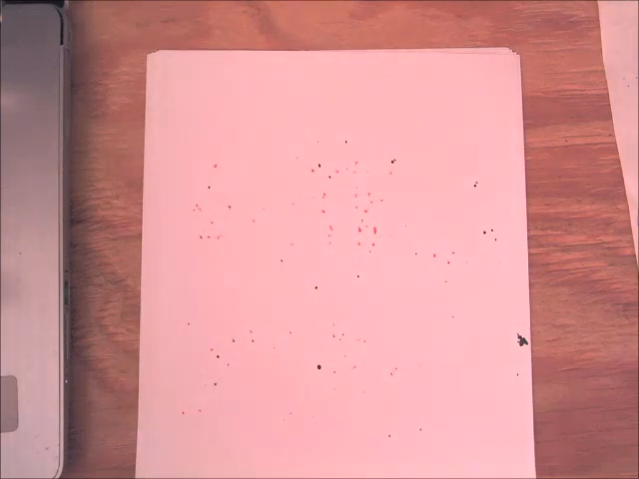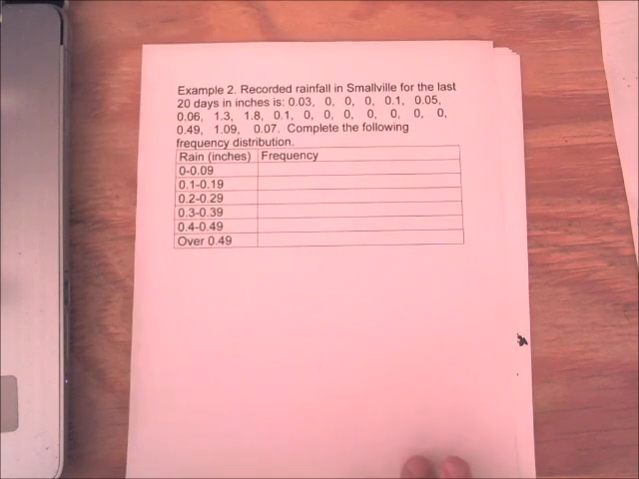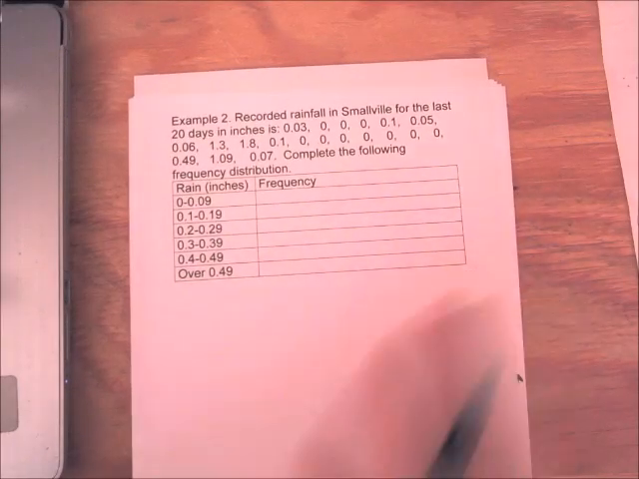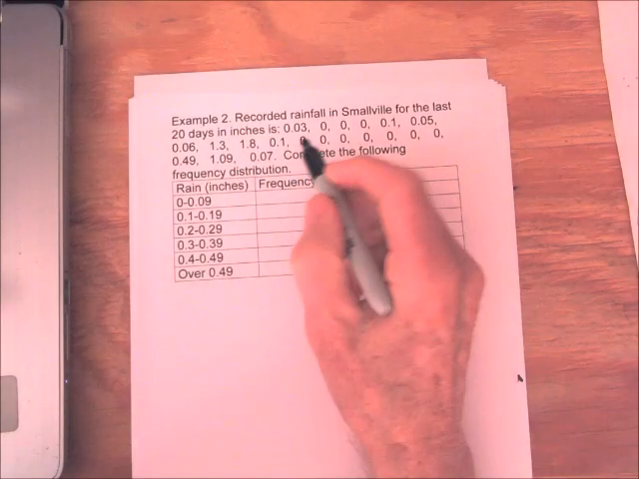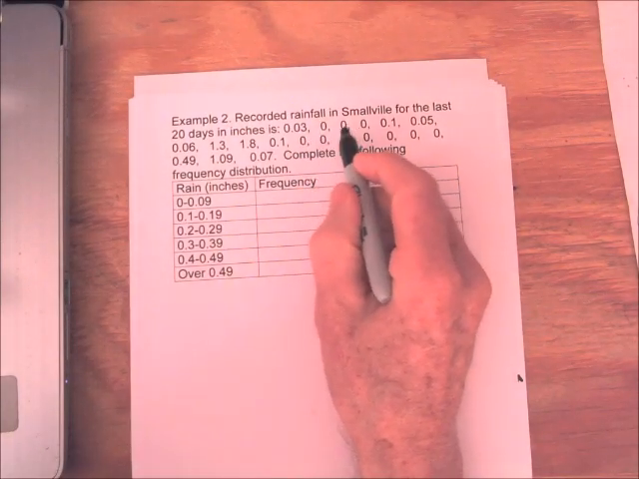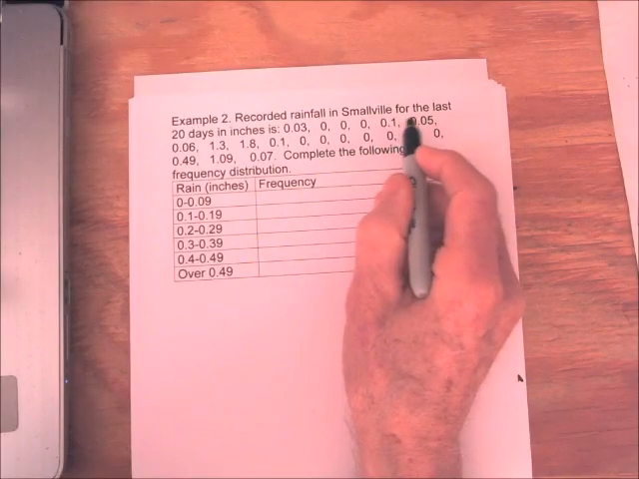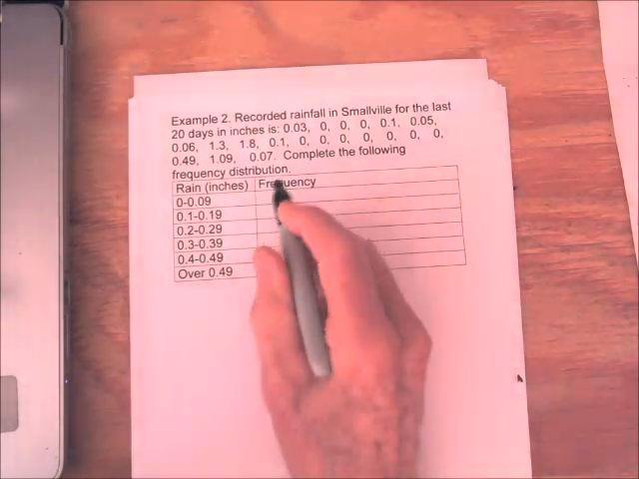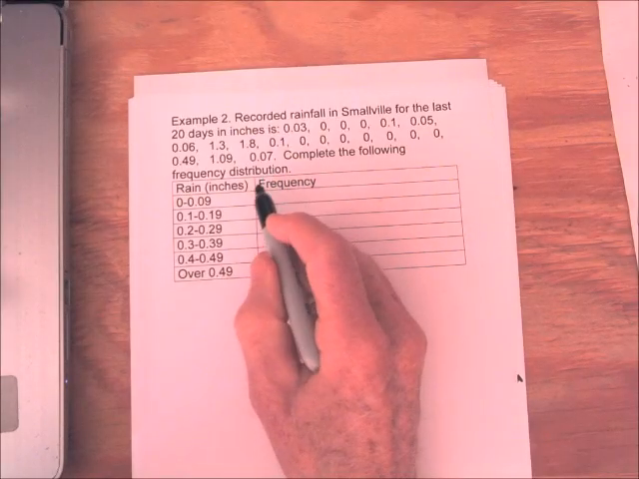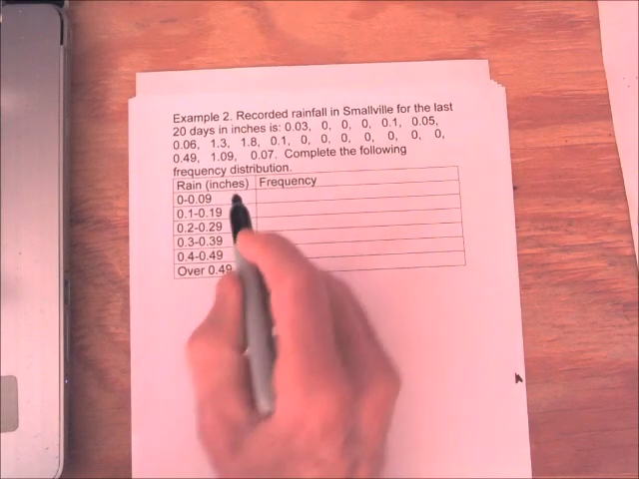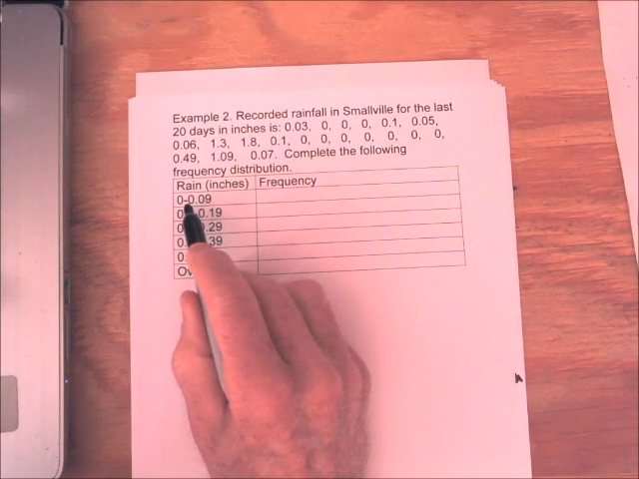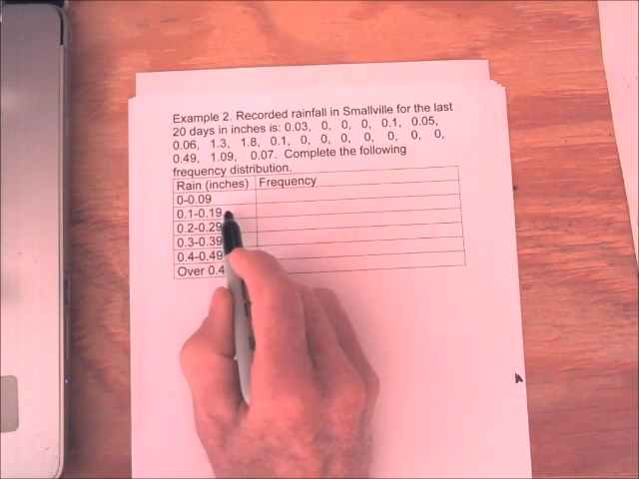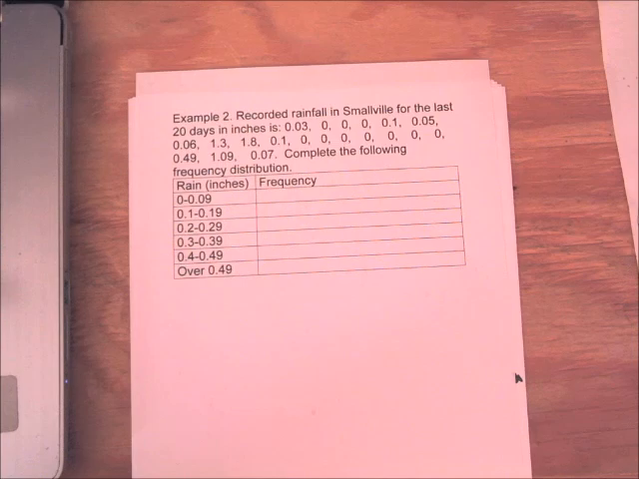Okay. So here's another example. Recorded rainfall in Smallville for the last 20 days in inches. We have 0.03, 0.00, 0.1, 0.05, and so forth. And we want to complete the following frequency distribution: number of days where the rainfall was between 0 and 0.09, the number of days between 0.1 and 0.19, and so forth.